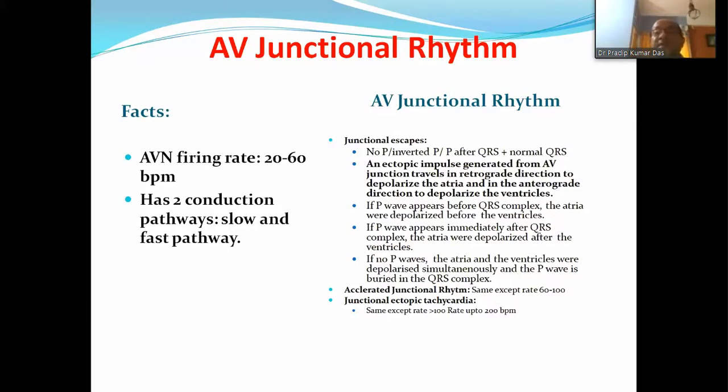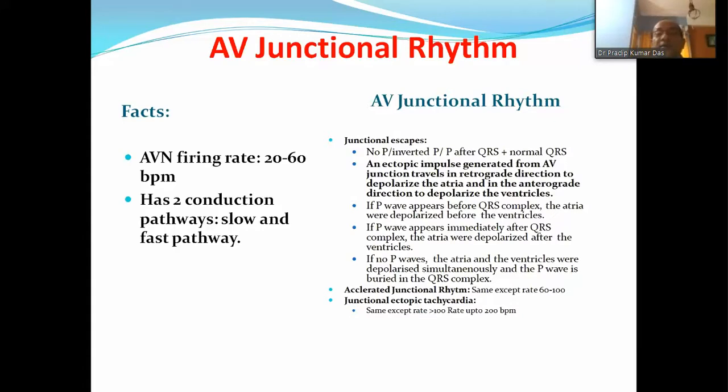If the P wave appears before the QRS complex, the atria were depolarized before the ventricle. That is, we can say that P is before the QRS, so the atria are depolarized before the ventricle. It is easily assumed. But if the P wave appears immediately after the QRS complex, in that case, the atria are depolarized after the ventricle.